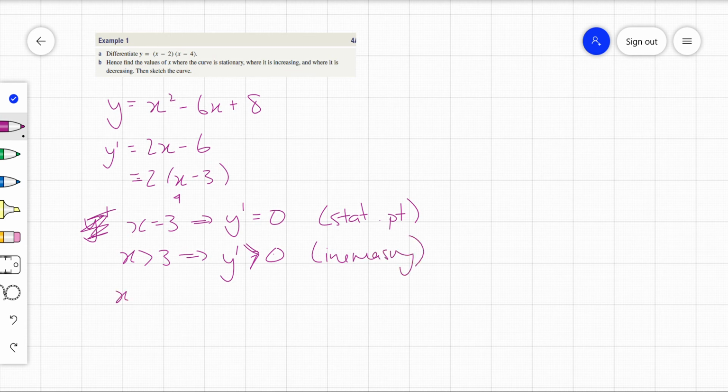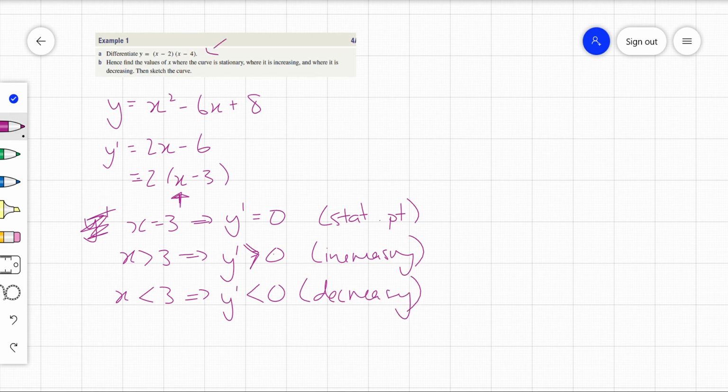Alright, when it's less than 3, you can see that bracket, x minus 3, is now going to be a negative times positive 2, so that's a negative. So y dash is going to be negative, so it's decreasing. And that makes sense because we know this straight from here anyway.